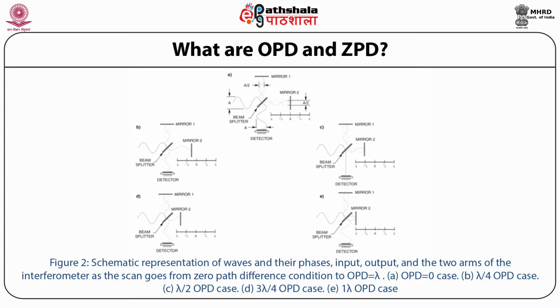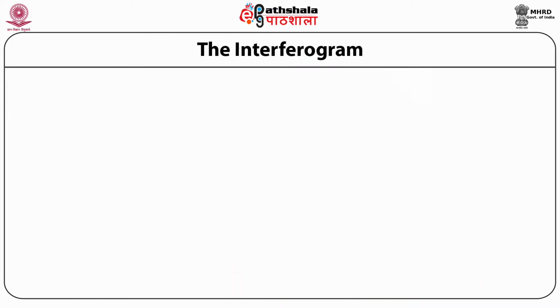This figure shows the schematic representation of the waves and their phases, input and output, in the two arms of the interferometer as the scan goes from the zero path difference condition to OPD equal to lambda: OPD equal to 0 case, lambda by 4 OPD case, lambda by 2 OPD case, 3 lambda by 4 OPD case, and 1 lambda OPD case. The interferogram.